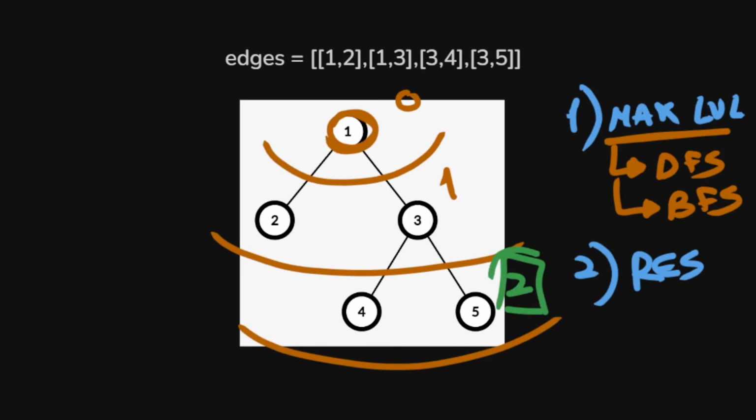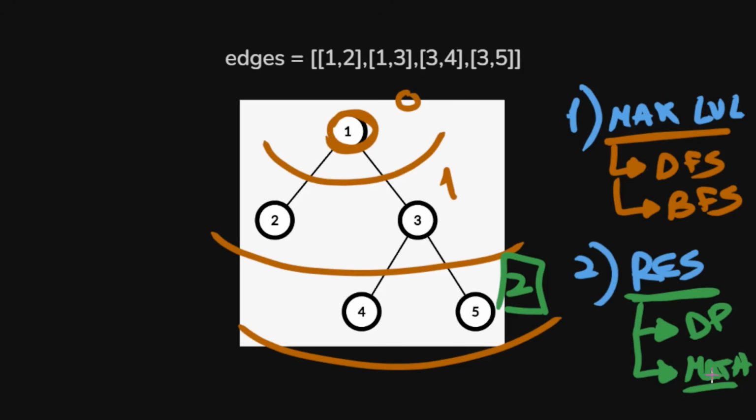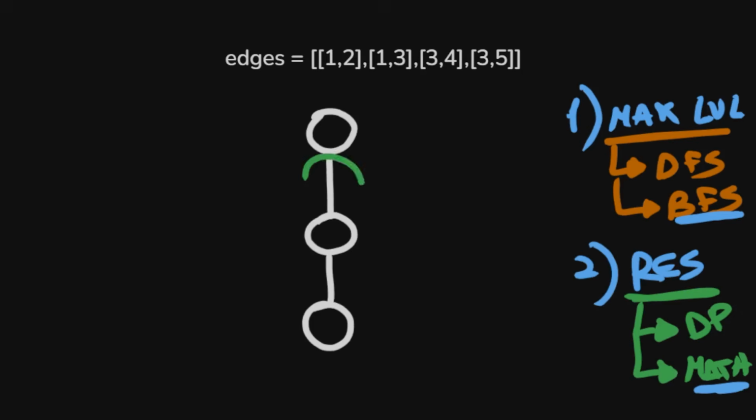Now that we have the maximum level, how do we get the final result? Well, there are at least two ways to do this. One is we can use dynamic programming, and the other one is we can use some math. So here I will show you how to solve this using math. We have two options for each edge. We can pick a weight of either 2 or 1.